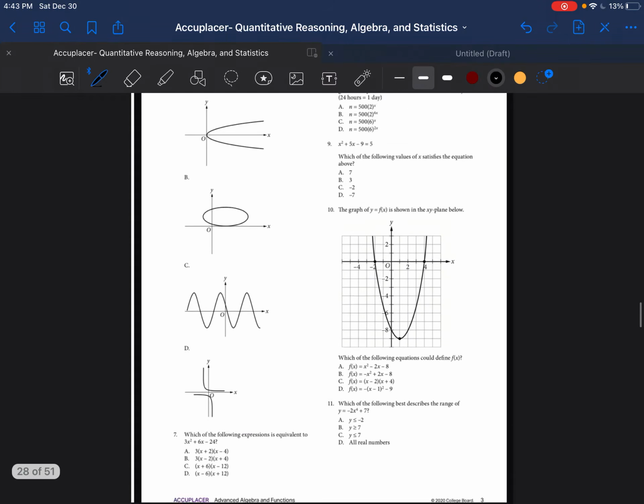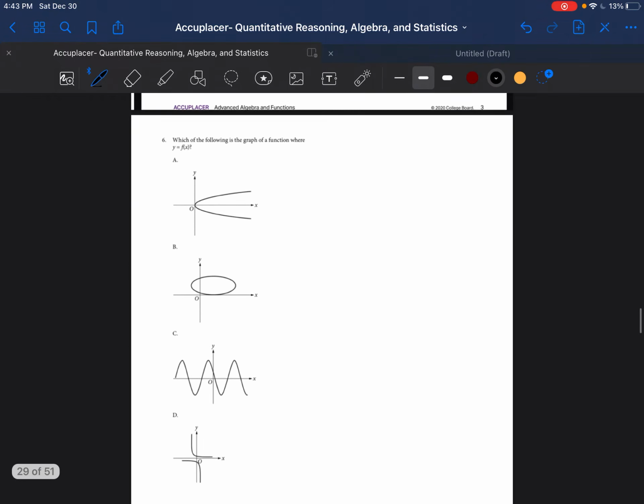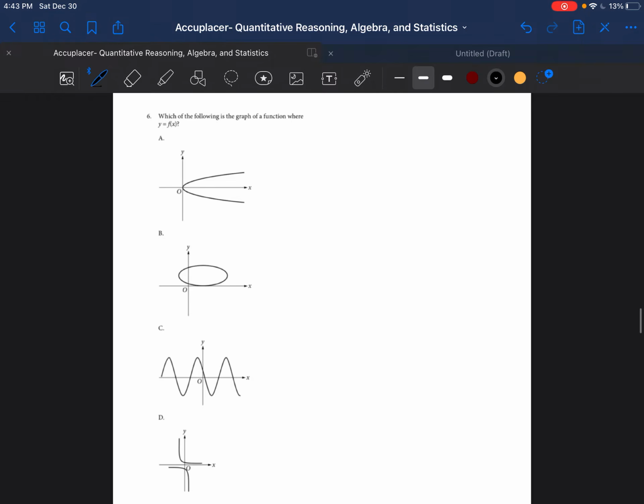So problem number 6 says, which of the following is a graph of a function where y is equal to f of x? So it's just asking us about functions. On your piece of paper, you should write the best, most important rule of a function is that for every x, there's only one y.